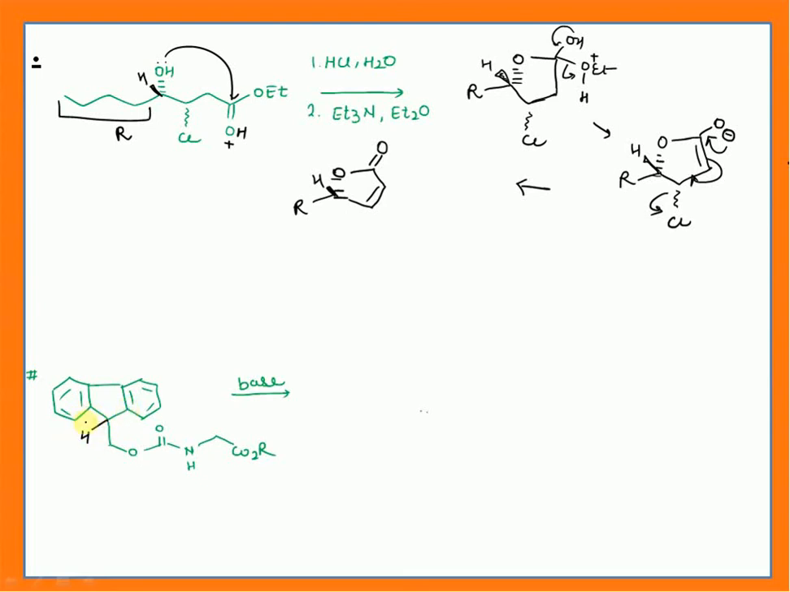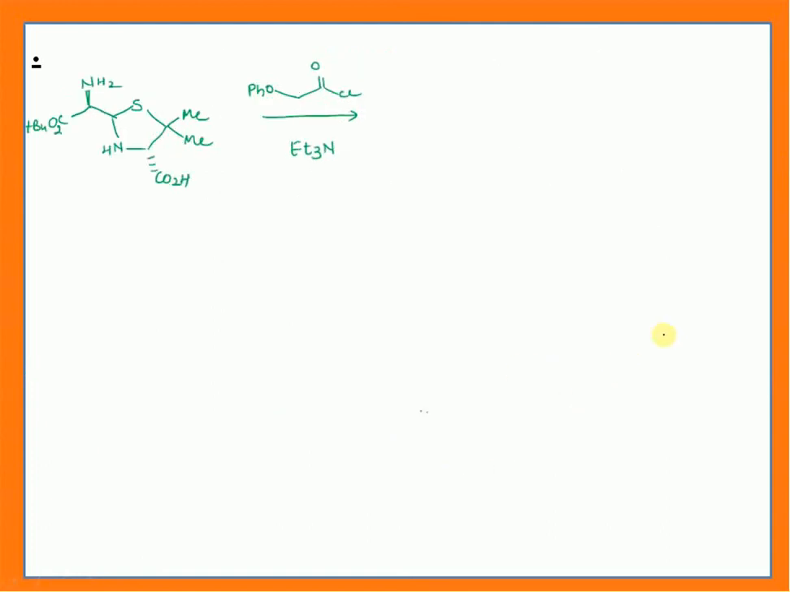So when you remove this proton from this position, you will get a negative charge here, right? Development of negative charge at this position make this system 4n plus 2 system, right? It will become aromatic in nature, and when this charge come at this place, this whole group will be removed and you will get a double bond. Next we have one more very interesting example based on E1CV mechanism.